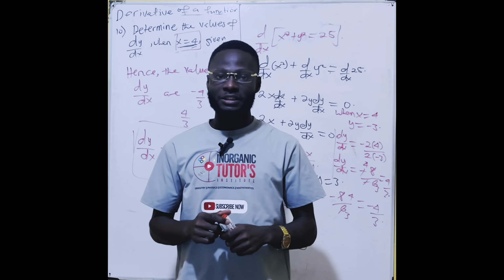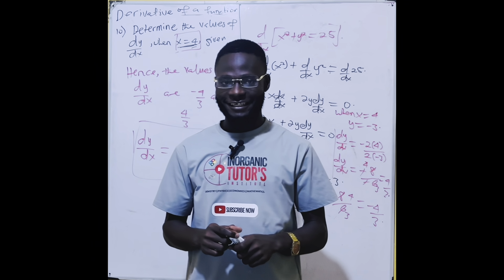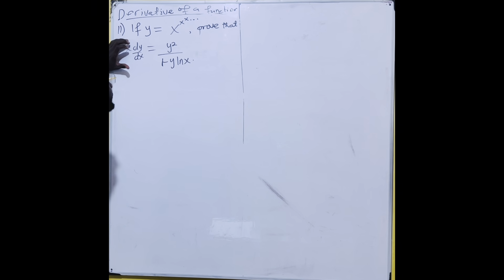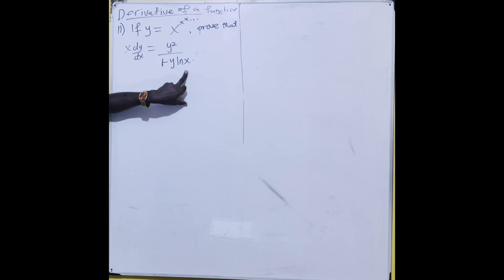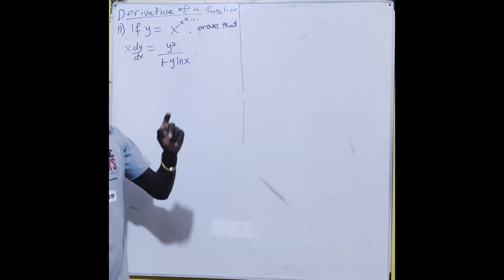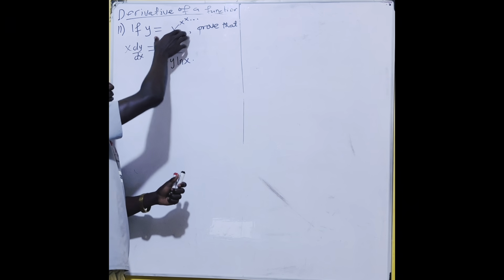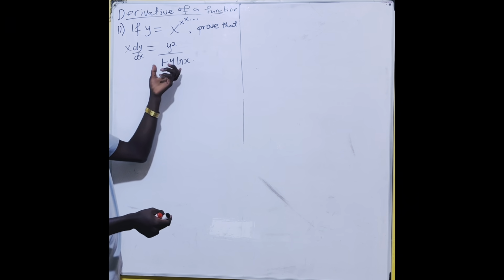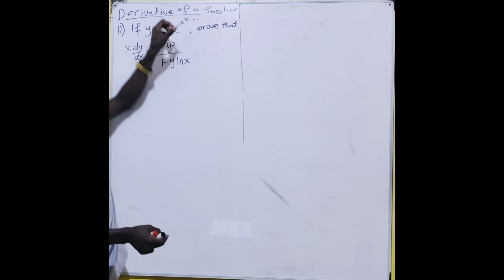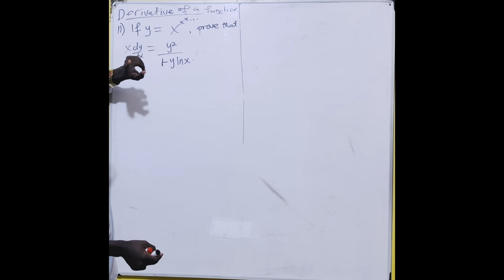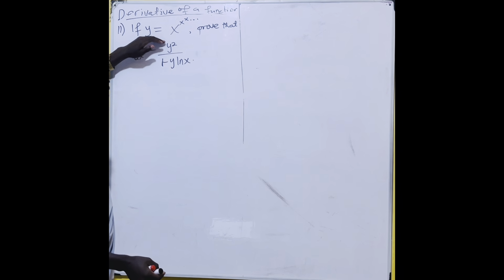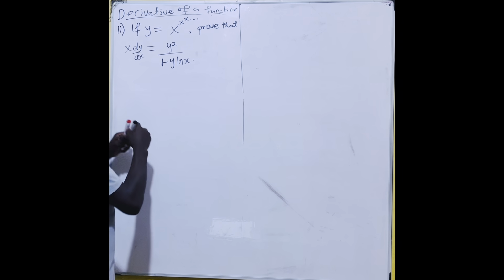Now let's move on to question number 11. With question number 11, we want to prove that x dy/dx is equal to y squared over 1 minus y ln x. So first of all, we have been given this function. It's either we use this to prove this or we use this to prove that. But the best way to go is to use this to prove that, because it is easy. Okay, so let's begin.